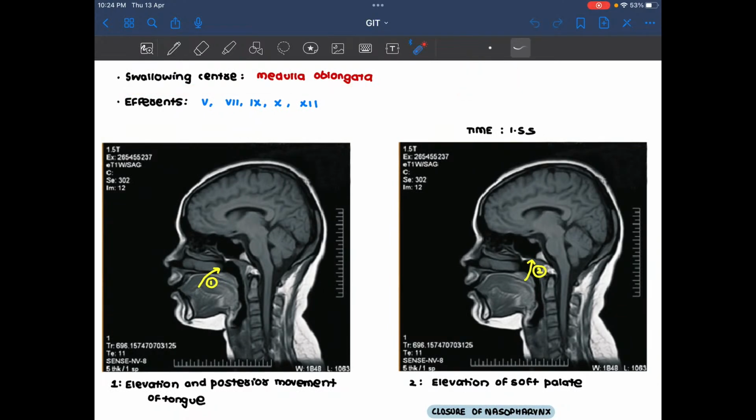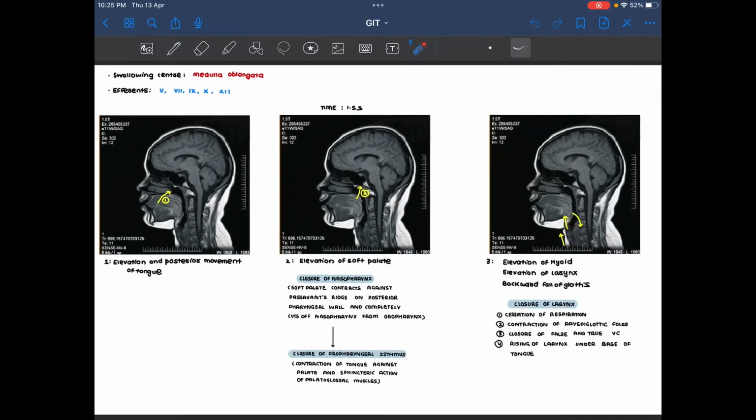And what are the different efferents? Efferents बहुत सारे हैं. We can have your muscles of mastication as well. We can have your ninth nerve, 10th nerve, 11th, as well as your 12th nerve that's controlling the tongue as well. So many different things are required.